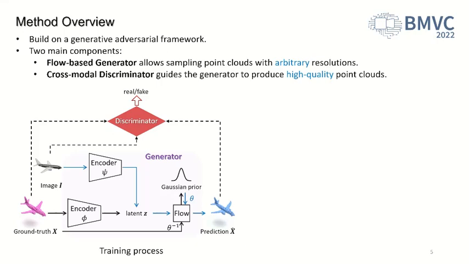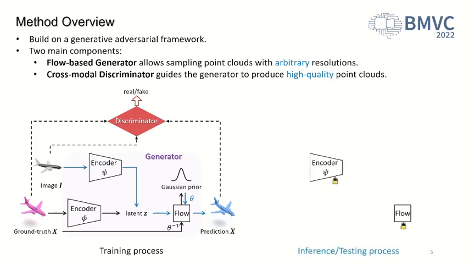This slide shows the overview of our method, which is built on a generative adversarial framework. It consists of a flow-based generator and a cross-modal discriminator, as shown in the figure. If you look at the solid lines, the generator is trained to reconstruct the ground truth point cloud conditioned on the image. Besides, the discriminator is trained to distinguish the ground truth from the generator's prediction. By using an adversarial training strategy, the generator is expected to produce high-quality point clouds under the guidance of the discriminator.